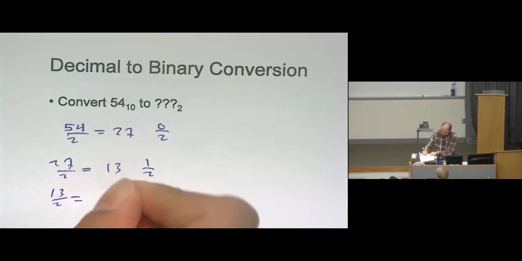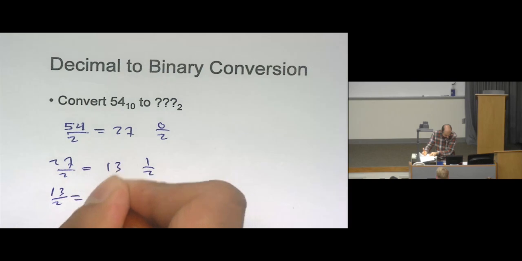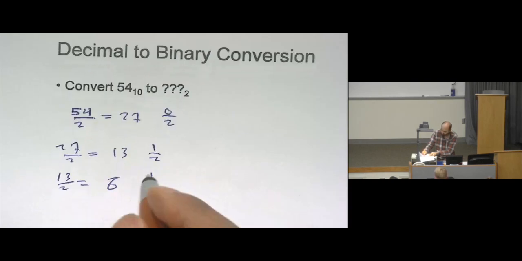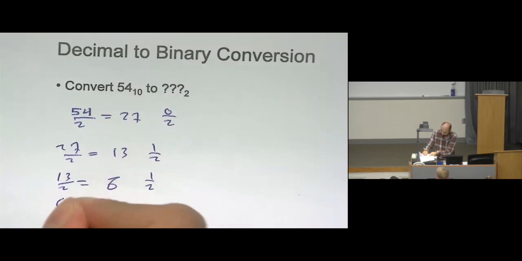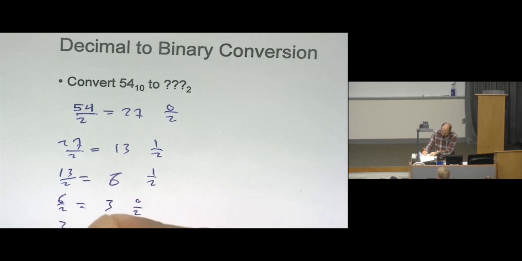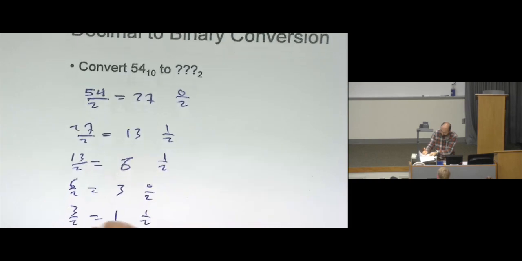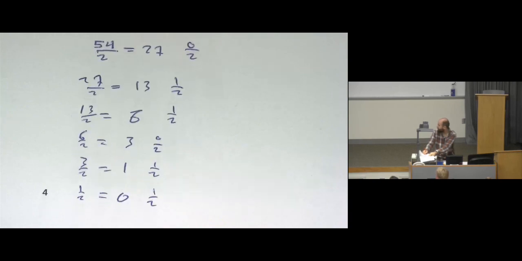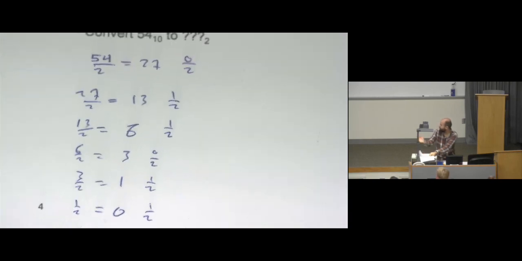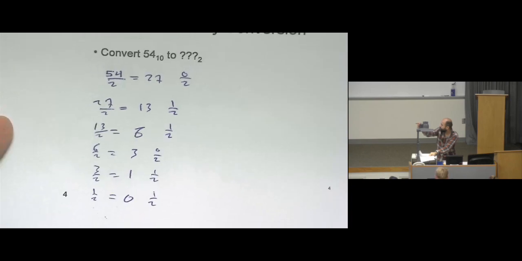13 divided by 2 is 6. The remainder is 1. 6 divided by 2 is 3. The remainder is 0. 3 divided by 2 is 1. The remainder is 1. 1 divided by 2 is 0, and the remainder is 1. Since we reached 0, let's stop here.